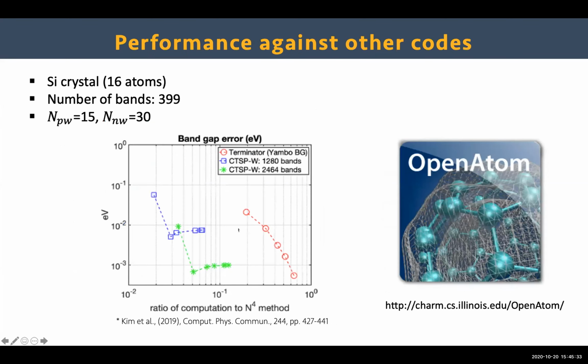And comparing our code to the existing N to the 4 codes in the literature, what we see here is the Yambo code, which uses a terminator. Basically, this is a method to eliminate the number of conduction bands while still being relatively accurate. But this is still essentially an order N to the fourth code. So what we see in here is that the performance of our code compared to that code is again nearly order N, considering the size of the system that we are interested in.